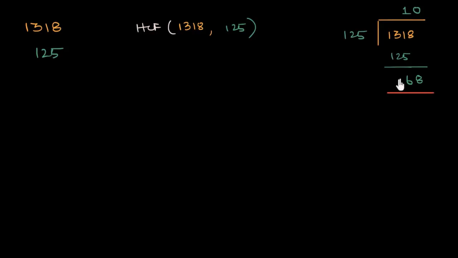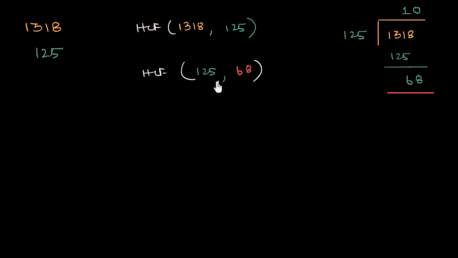Whenever I use this long division method, I tend to miss some steps here. So 68 is my remainder. So clearly this is not divisible. So 125 is not my HCF. But then I can find now the HCF of the smaller number and the remainder when I divide the bigger number by the smaller number, which is 68. So 68.